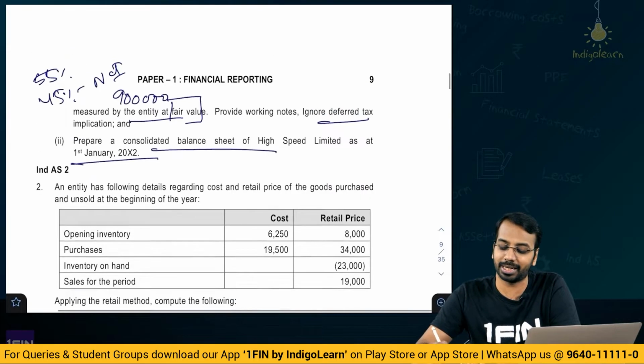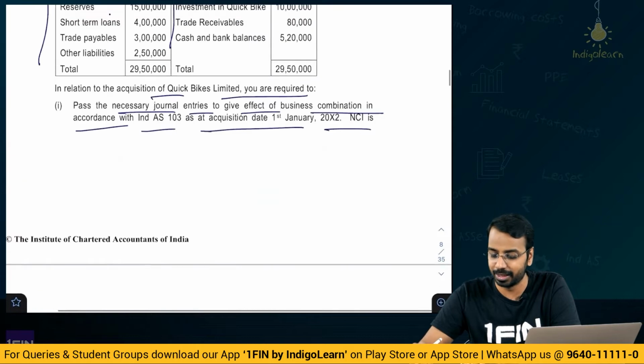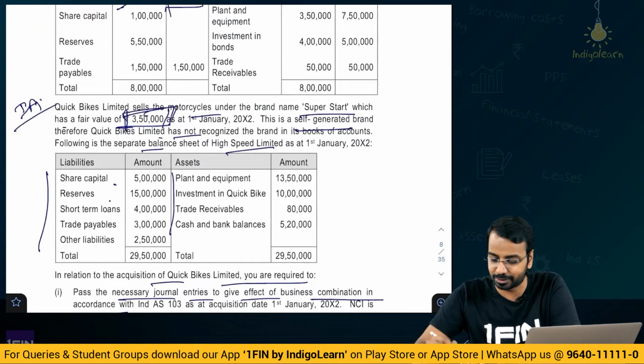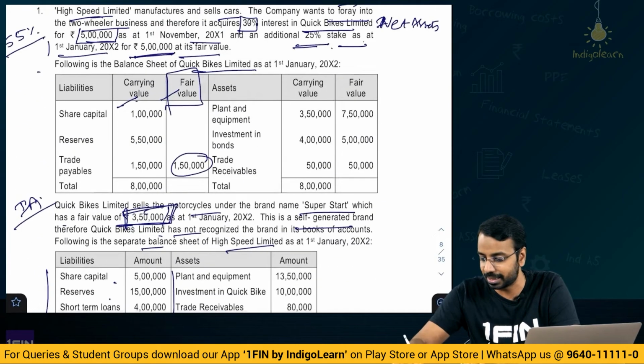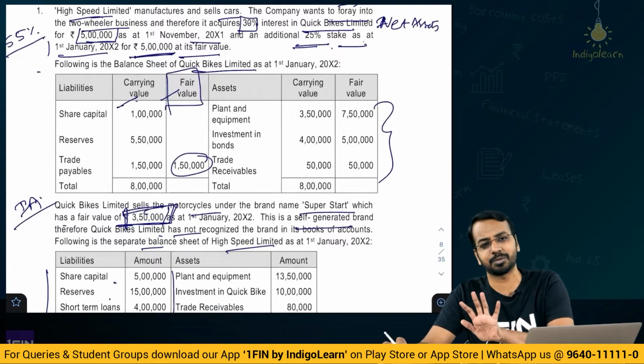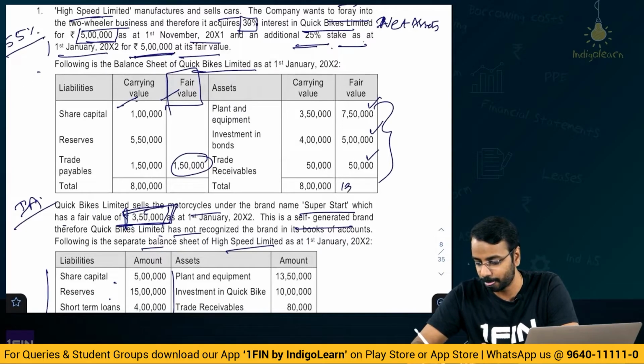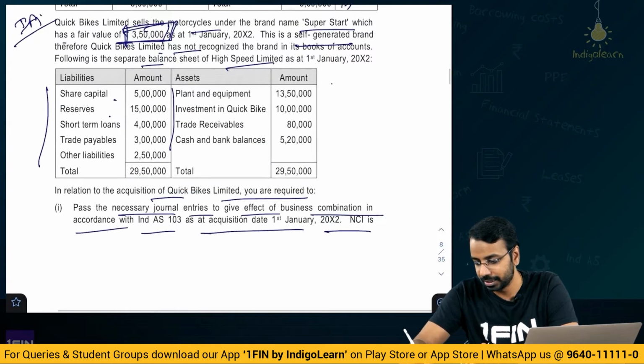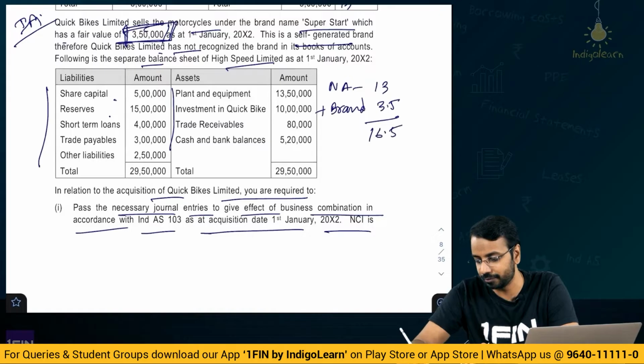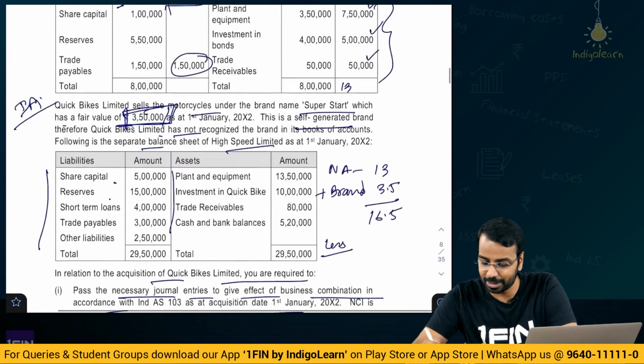See, once you calculate this 9 lakhs correctly, once you identify that yes, this 350 has to be taken, and you take the net assets at fair value, the remaining thing becomes very, very easy, right? So now 750 plus 50, 8 plus 5, 13 lakhs is this side, plus, so I'll just note it here, net assets 13 lakhs plus brand 3.5 lakhs, this is 16.5, less, how much is the liability? 1.5.